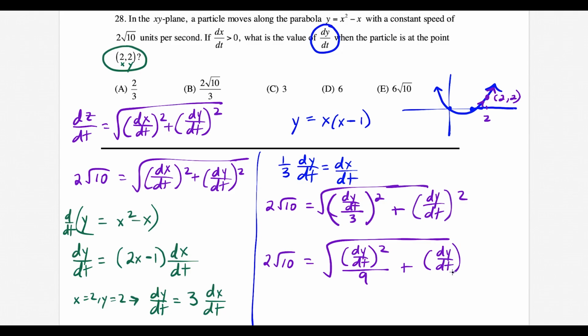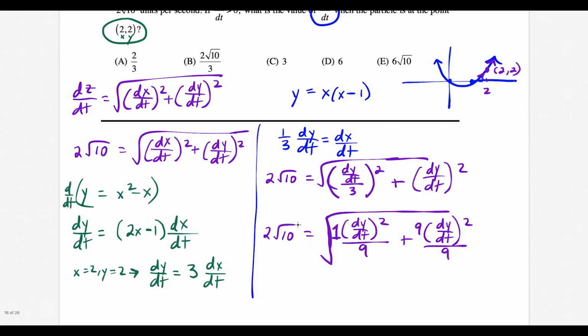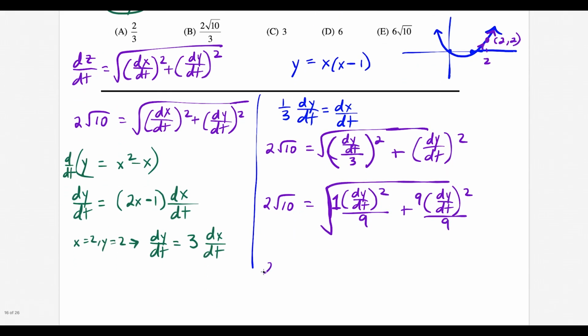But what I want to do is combine like terms. These are like terms, but this has a coefficient in a sense of 1/9, and this one, I need to make common denominators. I'm going to make 9/9. And let's be mindful here, the square root is going all the way through those denominators, so this square root is covering the denominators as well. Then we're just going to simplify what's in the radical. We have 2 radical 10 equals the square root of 1 dy/dt squared over 9 plus 9 dy/dt squared over 9. That's going to make the square root of 1 plus 9 is 10, and we have dy/dt squared over 9.